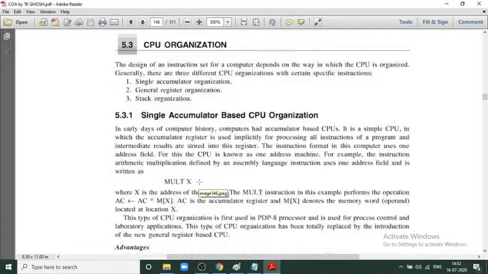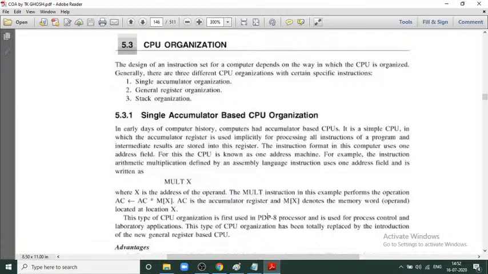M within third bracket X denotes the memory word or operand located at location X. So M within third bracket X denotes that X is a memory address. M within third bracket X denotes the data which is stored at memory address X.